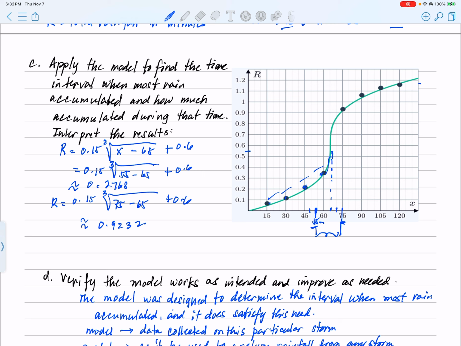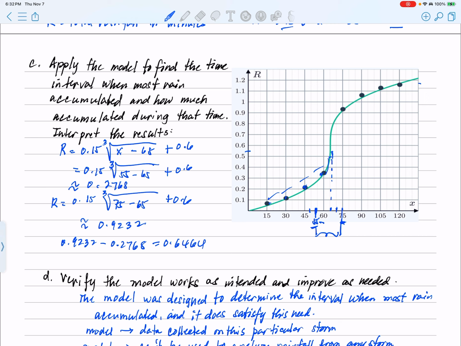Okay. Next, we will subtract these values to determine how much rain is accumulated over the time period from 55 to 75. We're going to find how much is the accumulation. So in other words, 0.9232 minus 0.2768, that's the accumulation. That would be equal to 0.6464.